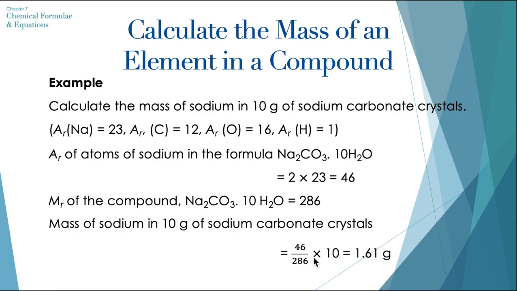and then instead of multiplying by 100, we multiply it by the amount of sodium carbonate crystals they've given us. And that could be any amount. But in this case, it is 10. We multiply it by 10, and in the end we get 1.61 grams. So 1.61 grams is the mass of sodium in 10 grams of sodium carbonate crystals. Okay? I hope you've got it. So this is how we do it: calculating the mass of an element in a compound.